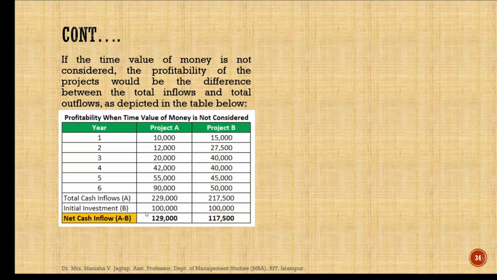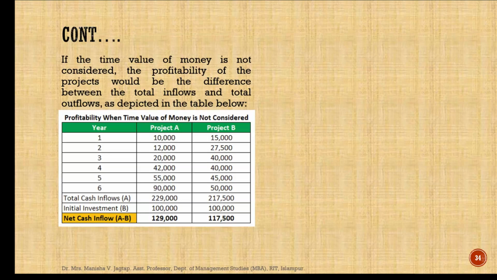Next is the initial investment, which is the same for both projects, that is 1 lakh rupees. Next, net cash inflow is calculated by deducting initial investment from the total cash inflow, that is A minus B, and we derived the amount 1,29,000 in case of project A and 1,17,000 in case of project B.